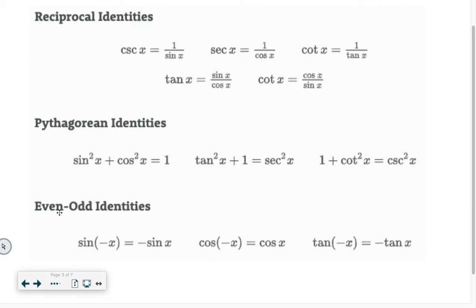And then we have the even and odd identities, which are new to us. Sine of negative x equals negative sine of x. Cosine of negative x just equals cosine of x. And tangent of negative x equals negative tangent of x. So for sine and tangent, you can almost pull the negative out front.